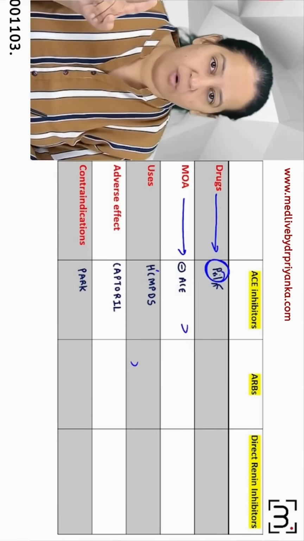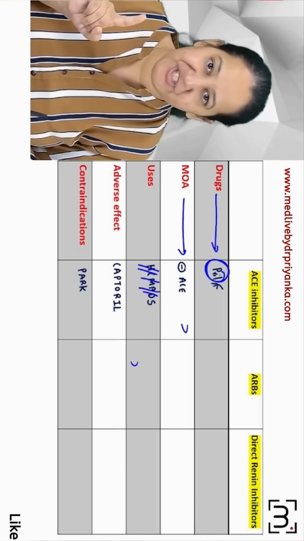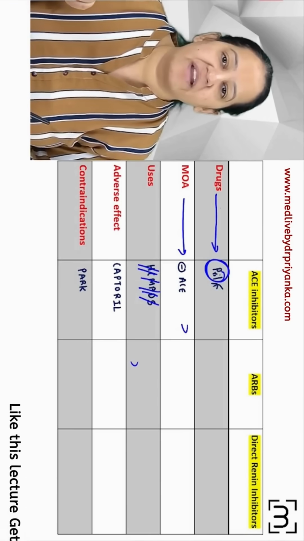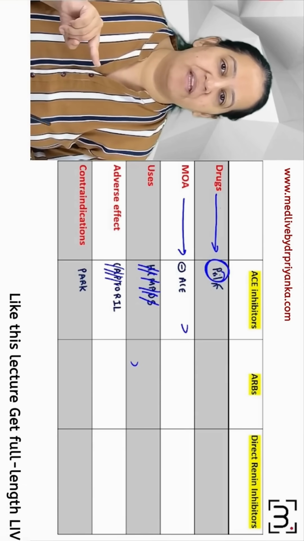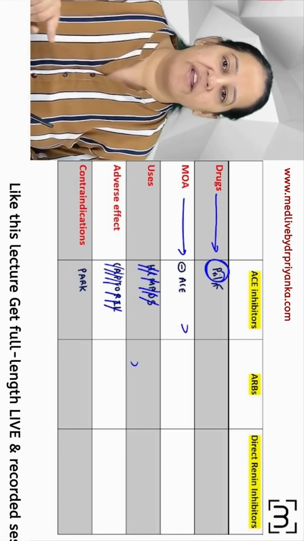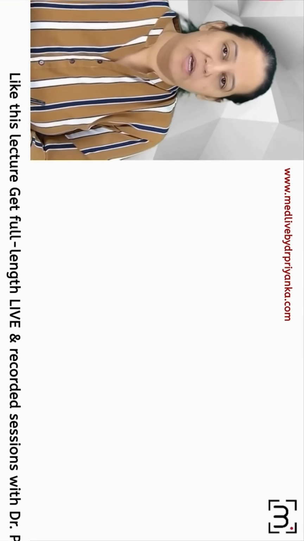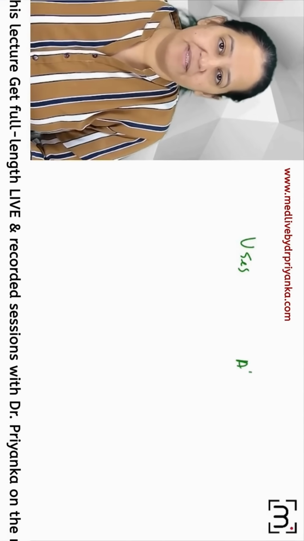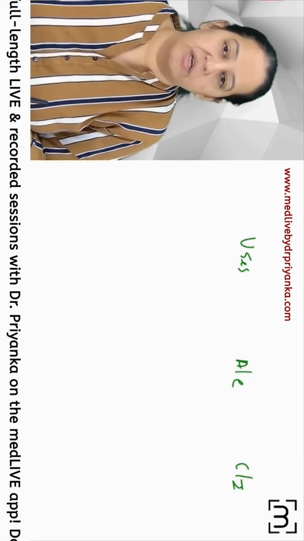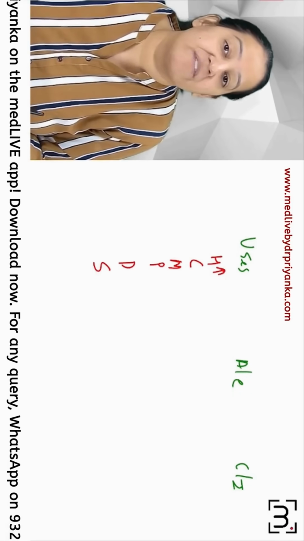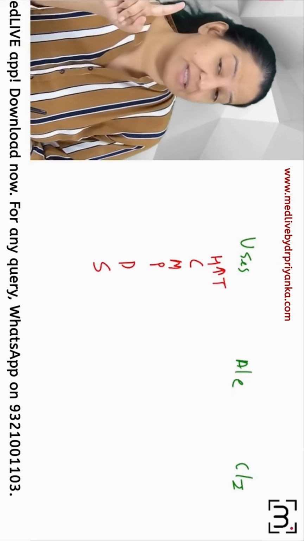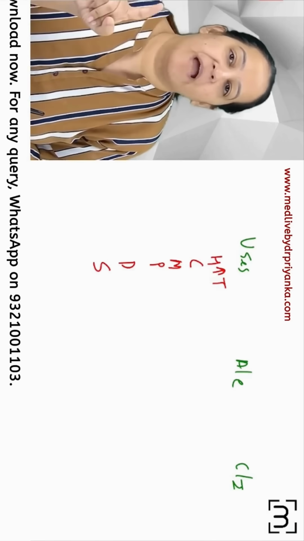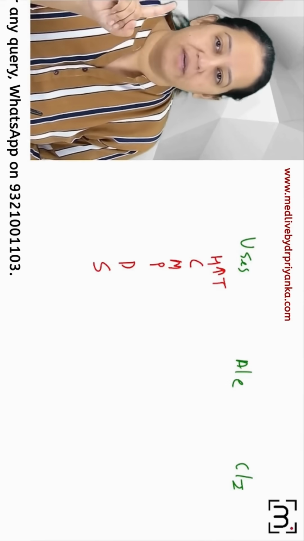The uses are HOMECARE, makes patient definitely strong. The adverse effect is CAPTOPRIL, C-A-P-T-O-R-I-L. Okay, contraindication is P-A-R-K. I will write it. So uses, adverse effect and contraindication. HOMECARE makes patient definitely strong. See the full form. HOMECARE, it is given in hypertension. First class drug. Okay, for the hypertension. One of the first class drugs.